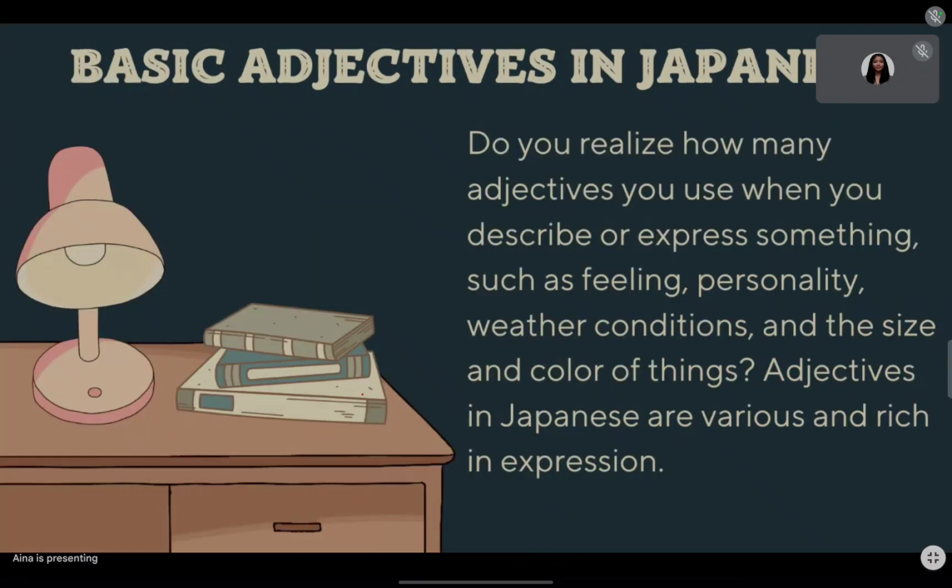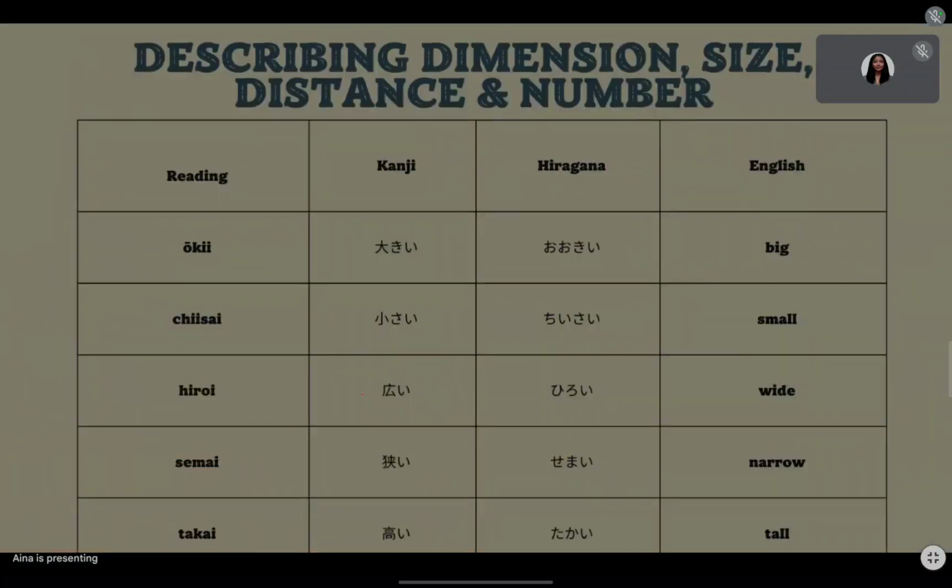Next is basic adjectives in Japanese. Do you realize how many adjectives you use when you describe or express something, such as feeling, personality, weather conditions, and the size and color of things? Adjectives in Japanese are various and rich in expressions. So we have here describing the dimension, size, distance, and numbers.